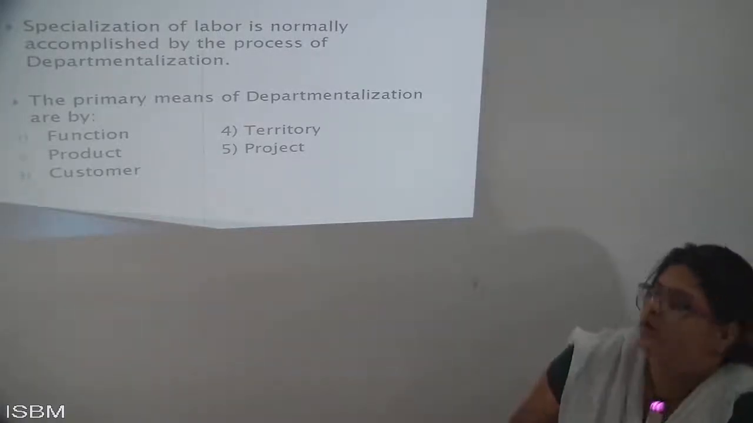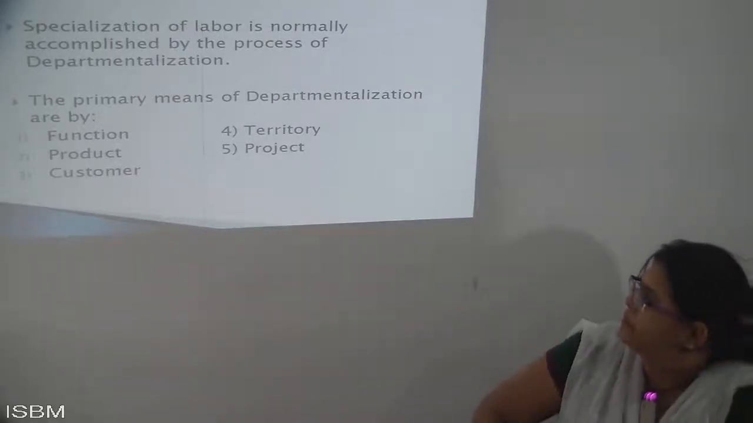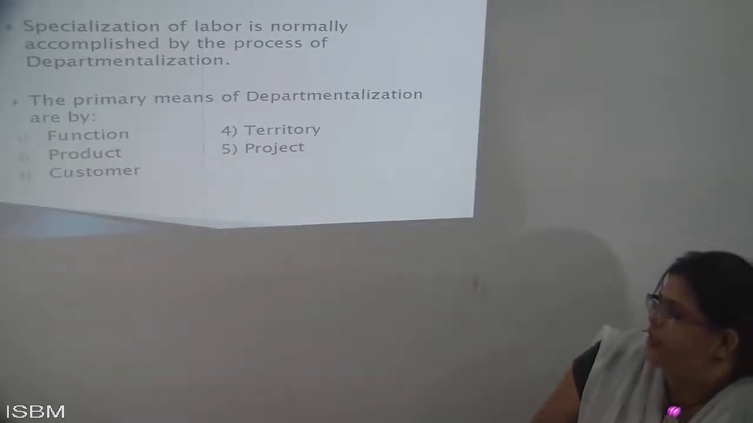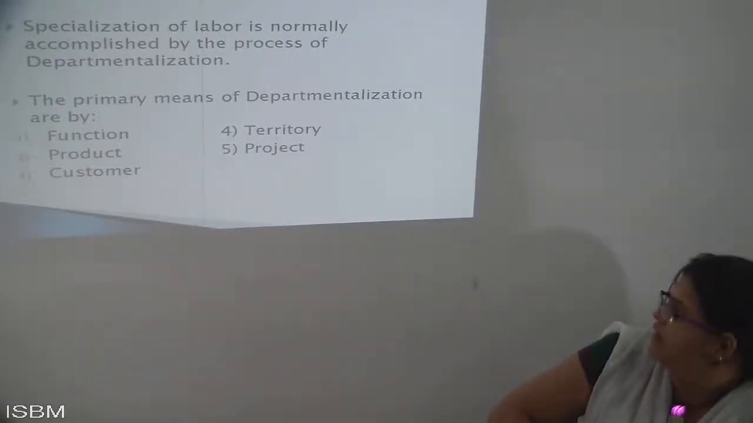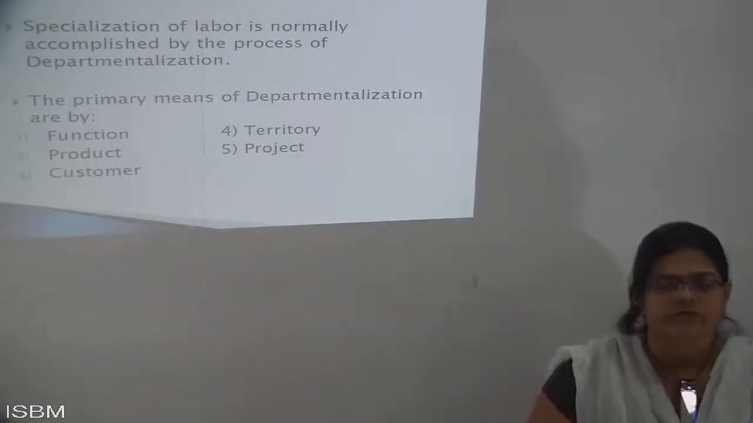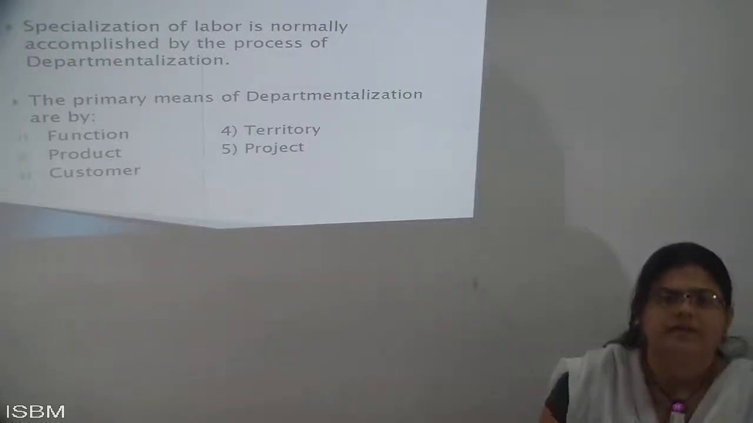So that is why there are 4 primary means of departmentation being followed. First is the functional way, then product, customers, territories and projects. These are the different ways of departmentation. Now we'll see how they have been structured.